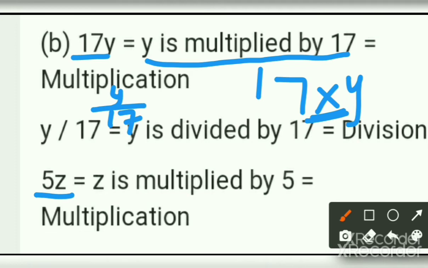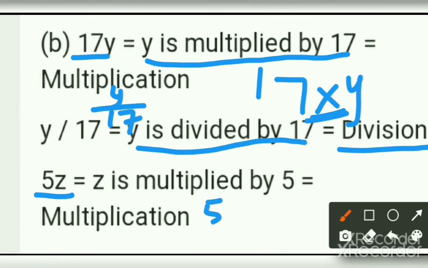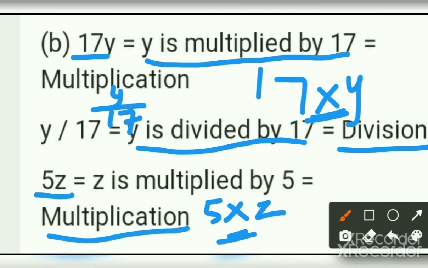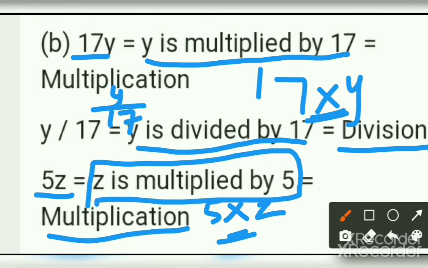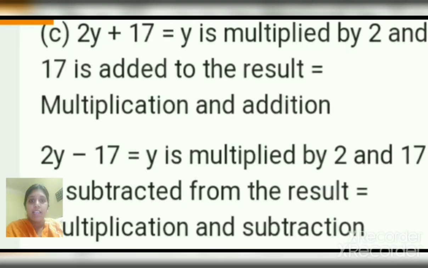Clear, children? Now next one, y by 17. By means what is the operation used? It is division. And the expression has been formed as y is divided by 17. Next one, 5z. 5z is nothing but 5 into z. The operation used is multiplication, and z is multiplied by 5. Clear, children?